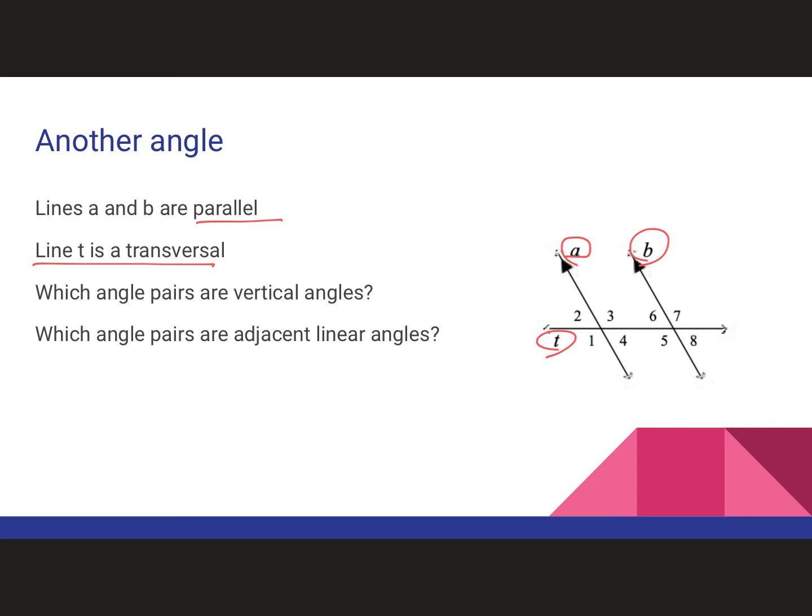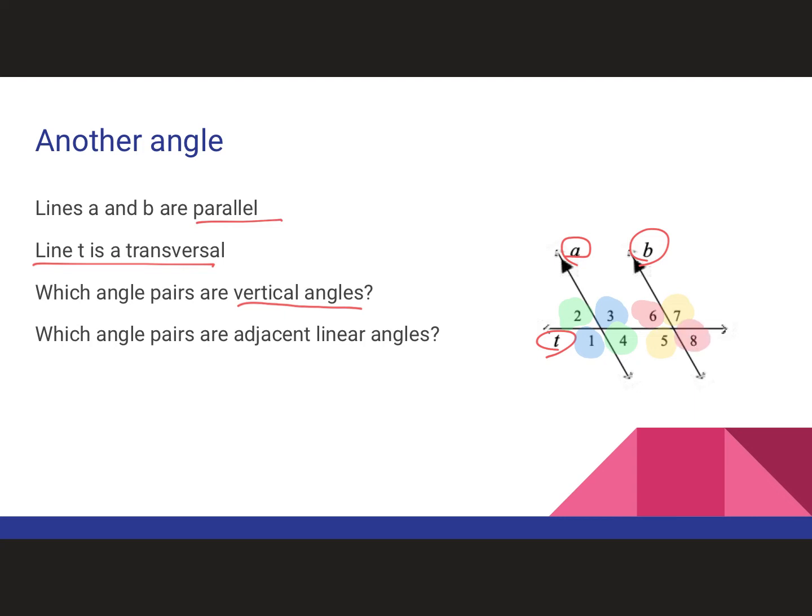Okay, so now let's talk about which angle pairs are vertical angles. You remember vertical angles are across from each other. So if I look at angle 1, the angle that's vertical to it is angle 3. If I look at angle 2, the angle that's vertical to it is angle 4. If I look at angle 5, the angle that's vertical to it is angle 7. And if I look at angle 6, the angle vertical to it is angle 8.